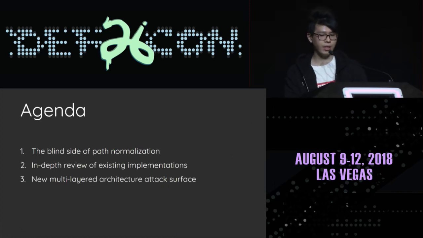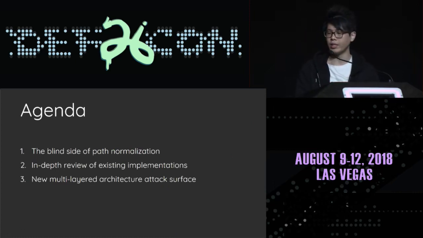This is our agenda today. We will first highlight the bright side of path normalization and talk about why I focus on that. By knowing the bright side, we try to review existing web frameworks and find bugs in them. We will show 0days on both Ruby on Rails and the Spring framework. Lastly, the new attack surface. Of course, in order to convince you this is awesome, we will give several bug bounty cases.